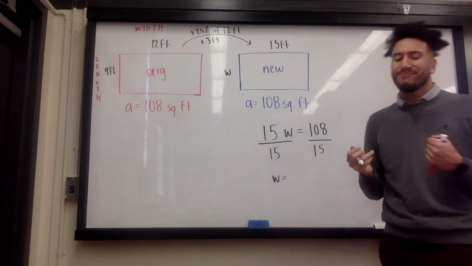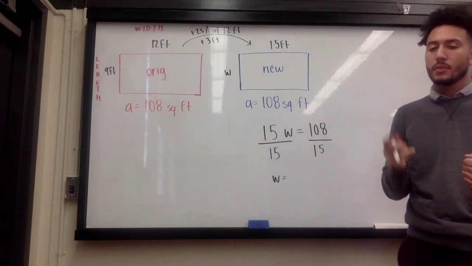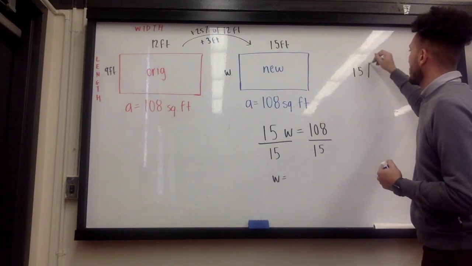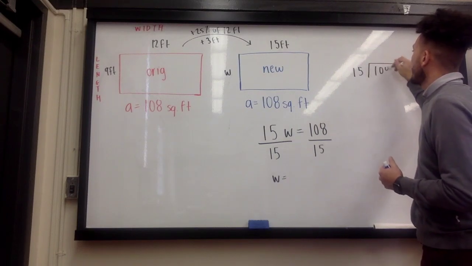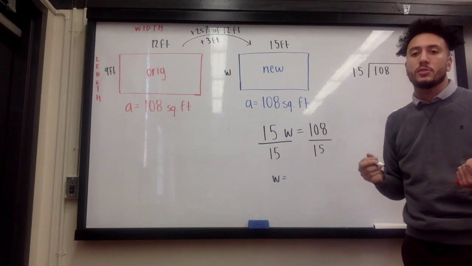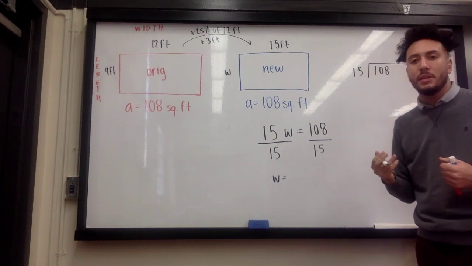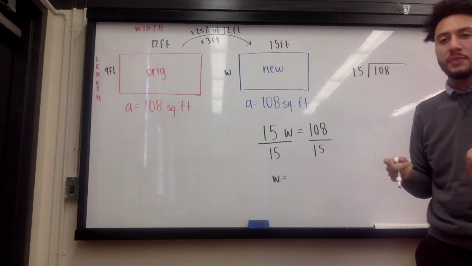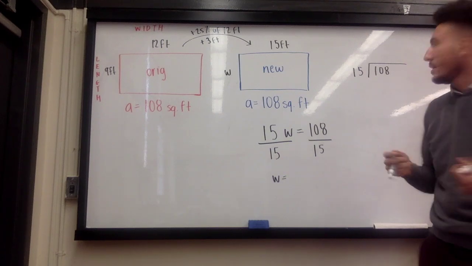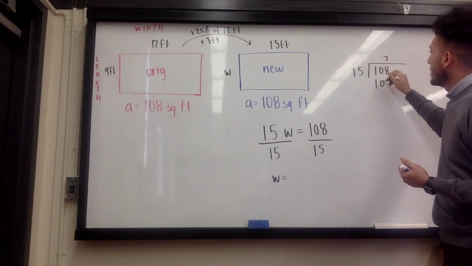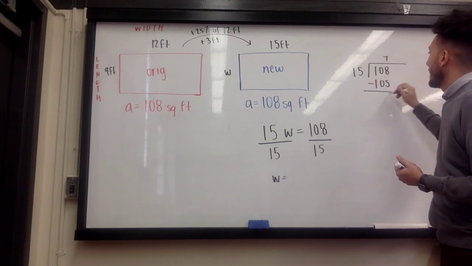Now for some of us, that may not be the easiest thing in the world to do. So we are going to try and solve that using long division. We need to determine how many times 15 goes into 108. Now I know that 15 times 6 is 90, but I can still fit another group of 15 in there to get to 105. Therefore, 15 times 7 is equal to 105. There's a remainder of 3.